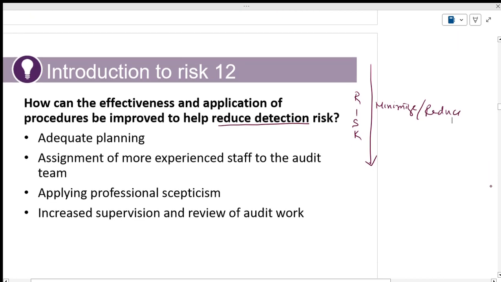What it says is, you should have planning and assign more experienced staff. You have to write this much only in the examination, with a small explanation of how to reduce the detection risk. You have adequate planning with respect to the specific audit task. Inventory is different, payroll is different, bank reconciliations are different, everywhere depending on the situation. Okay? Next.